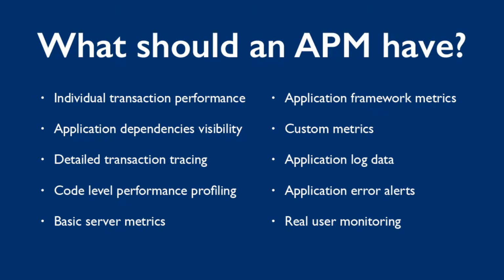Optimally, it should allow for code-level performance profiling. It should have basic server metrics like CPU, memory. It should have application framework metrics like performance counters and queues. Custom application metrics, that's an important one. An APM solution should definitely allow dev teams, or anyone actually from the business side, product owners, to create and customize metrics.